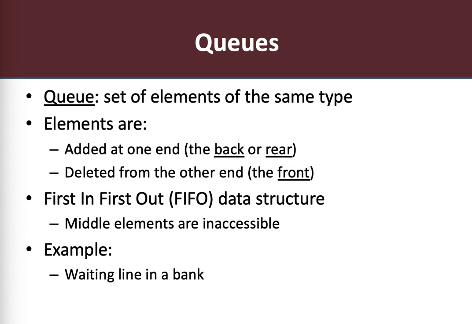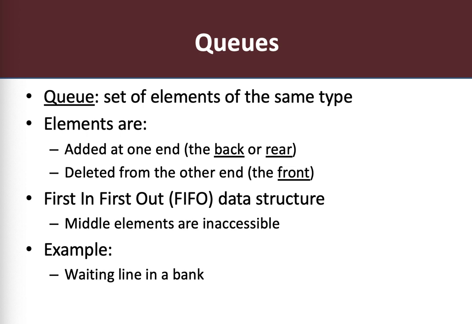A queue is a set of elements of the same type in which the elements are added at one end, called the back or rear, and deleted from the other end, called the front. For example, consider a line of customers in a bank, waiting to withdraw or deposit money or to conduct some other business. Each new customer gets in the line at the rear, and whenever a teller is ready for a new customer, the customer at the front of the line is served.